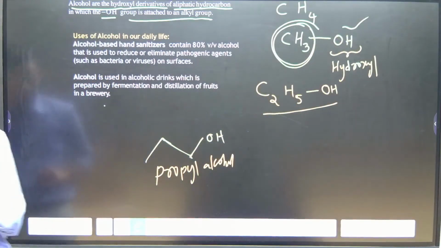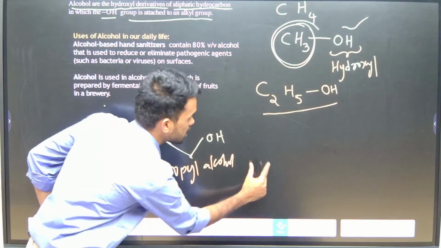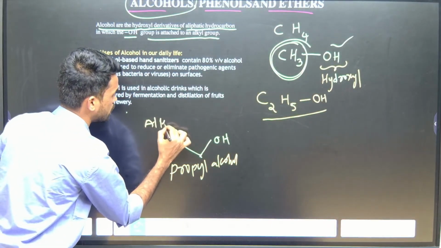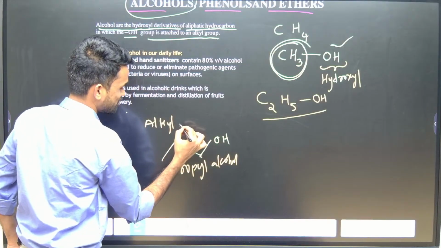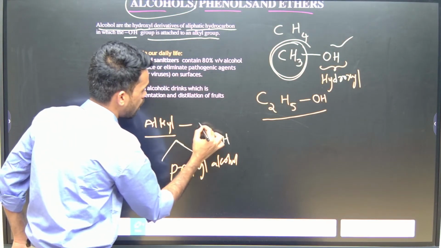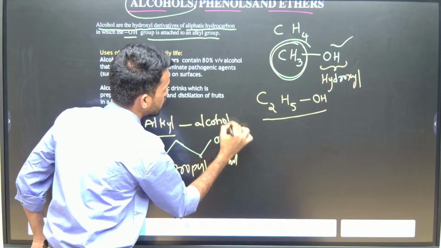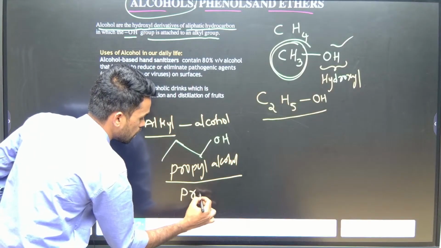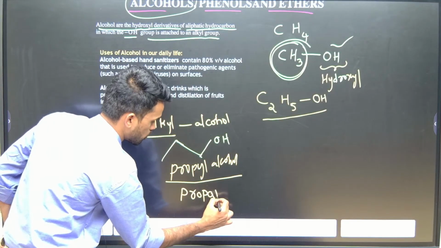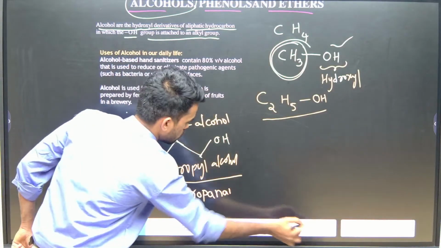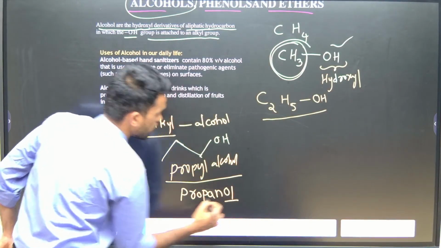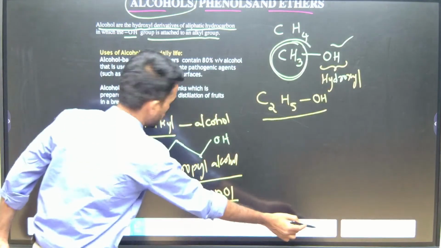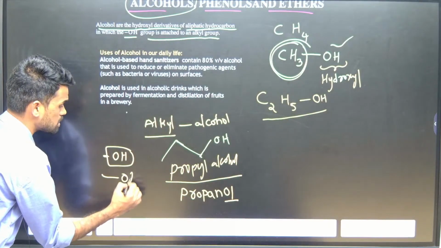Okay. So now these are the common names. What is the common name? You write the alkyl group first, and after writing the alkyl group you write alcohol. When it comes to IUPAC nomenclature you should write it as propanol. OL should be the suffix for these compounds. If the OH group is there, you should end the name with OL.